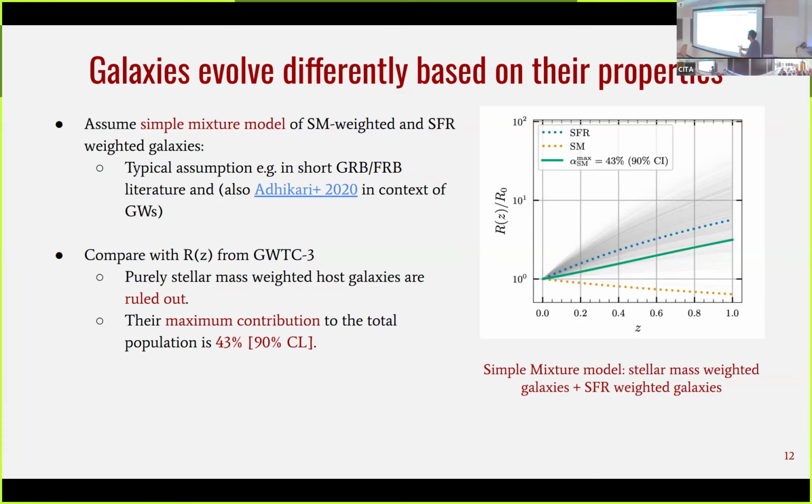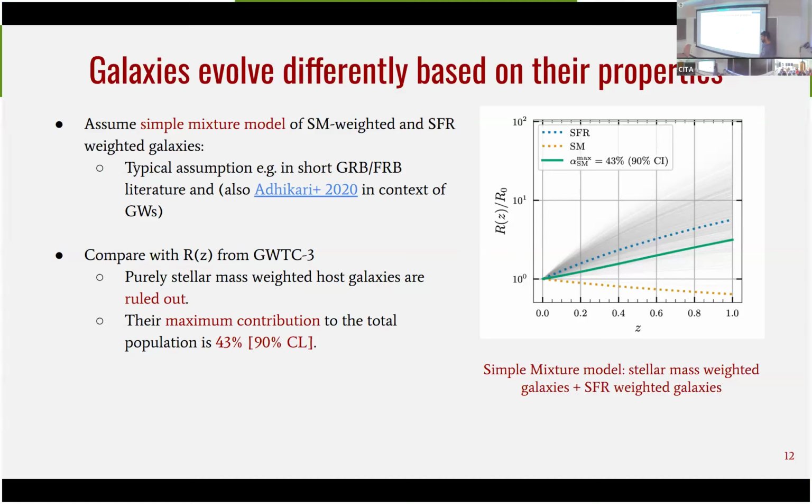So what we do is we take a very, very simple mixture model. This is just a cartoon exercise, by the way. We say galaxies could either be coming from this kind of evolution or this kind of evolution, and then we try to constrain what the mixture fraction is. This is a typical assumption used in, for instance, the electromagnetic transients literature, like short GRBs and FRBs, and also some other work done by Sushmita, Maya, etc., in the context of gravitational waves as well.